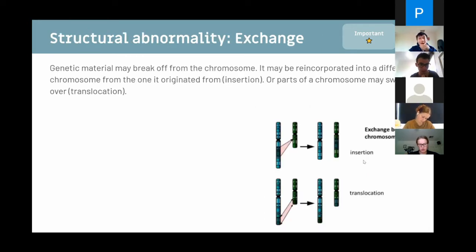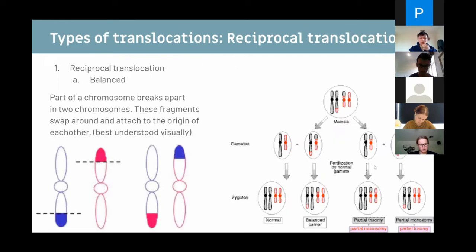There's 2 more slides, I think. Genetic material may break off and it may be reincorporated into a different chromosome. So chromosomes can swap. This is called translocation. It can also just insert without the reciprocal nature. Know these words, know what they look like. If you just remember the pictures, that's good enough. Next slide. Because if you look at the pictures, you'll know what's balanced, what's unbalanced.